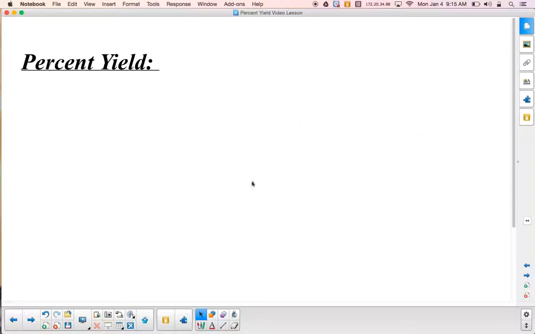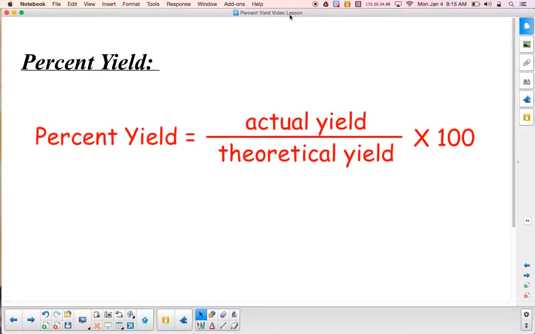Calculating percent yield is a lot like calculating your score on a test. The percent yield is the actual yield, or the amount of product you actually produced in lab, divided by the theoretical yield, multiplied by 100. This isn't very different than calculating your percentage on the test. To calculate your percentage on a test, you would take the actual yield of points you earned, divide by the maximum, or the theoretical yield of points that you could earn, and multiply that by 100 to get a percentage.